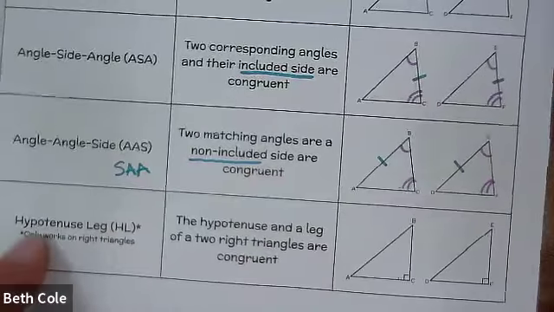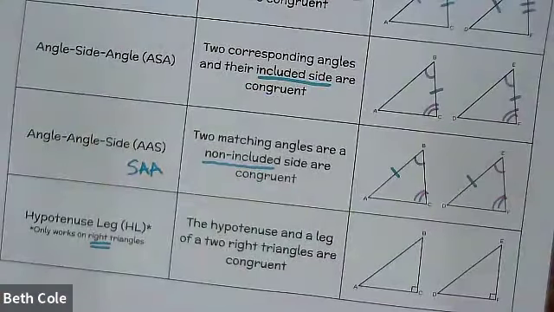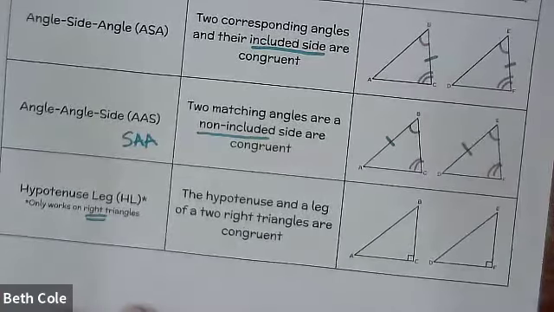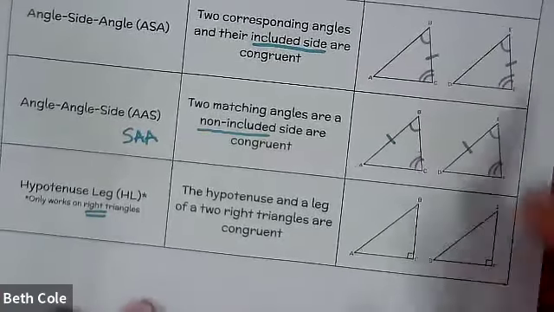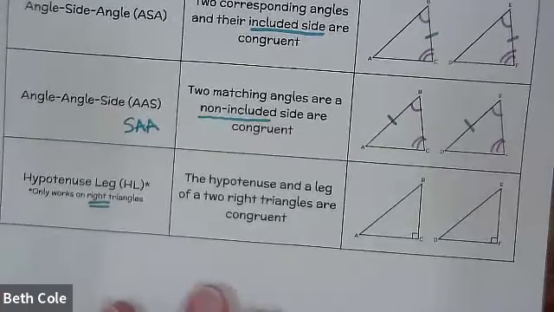All right, and then the last one that's going to work is called hypotenuse leg. This only works on right triangles. Let's review real quick what a hypotenuse is, because I'm sure you've heard that word before. Which side on a right triangle is the hypotenuse? The biggest one, you need to look up here if you want to understand what's going on. It's specifically the side across from the right angle, so the biggest one. So if you have a hypotenuse and then a leg, which is just one of the other sides, okay? If those are congruent in a right triangle only, then that will also prove that they're congruent.